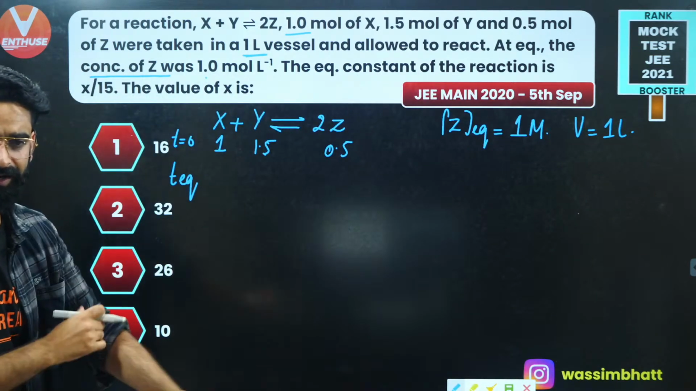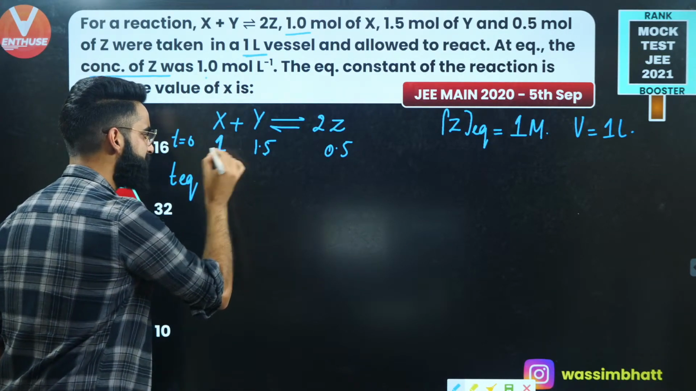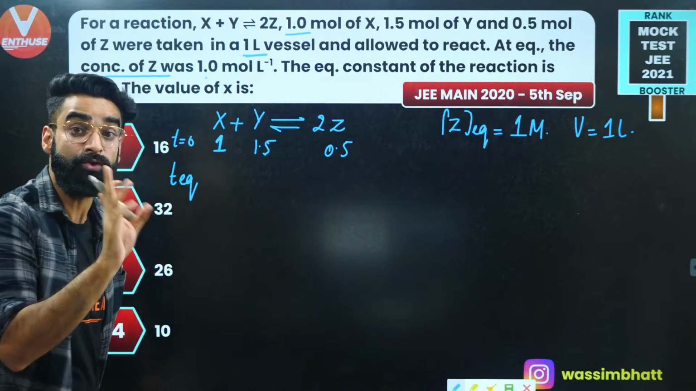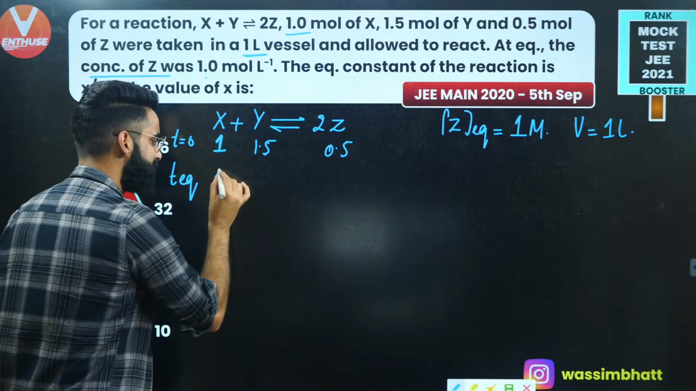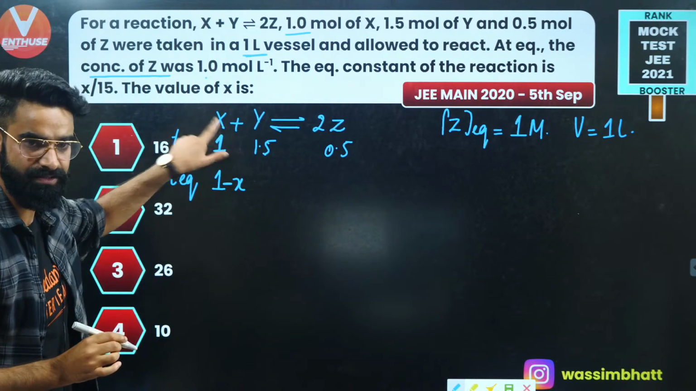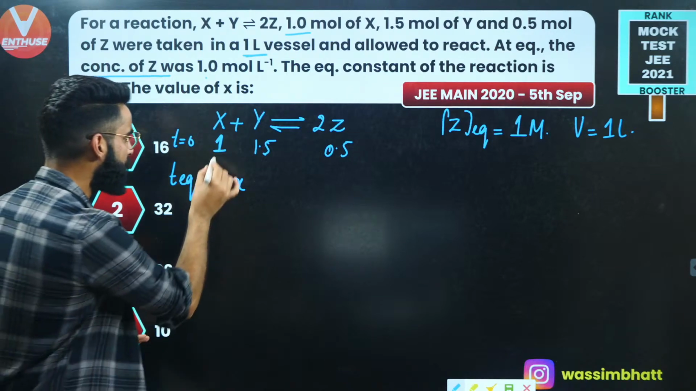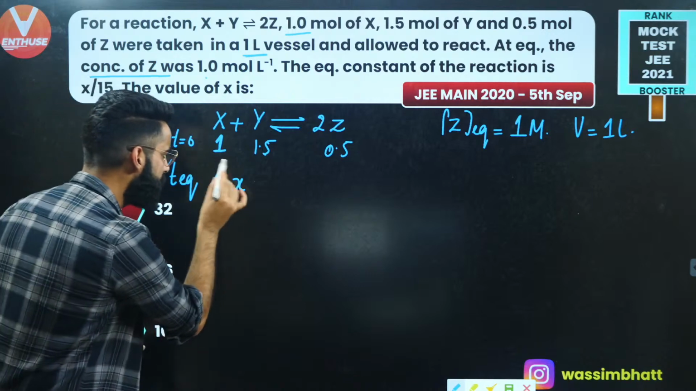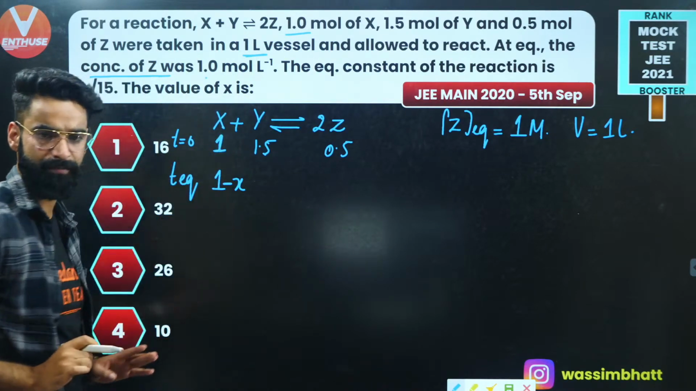Now people understand properly. First of all, I have 1 mole of X. Let's assume out of 1 mole of X, some x moles are reacting. So I'll be left with 1 minus small x moles of this reactant. I'm assuming out of 1 mole of capital X, some small x moles are reacting, so I'll be left with 1 minus small x moles of capital X at equilibrium, right?